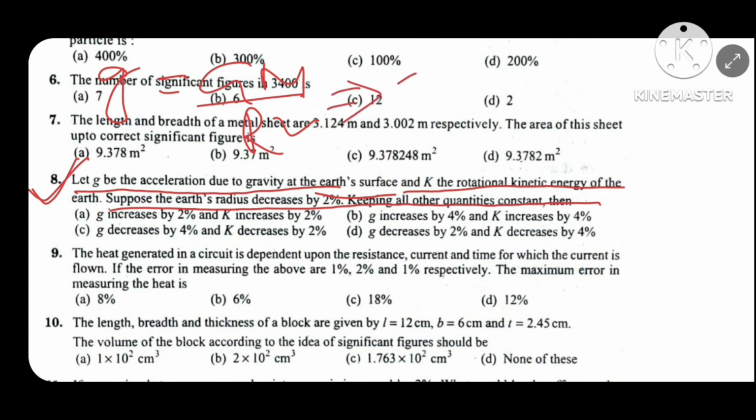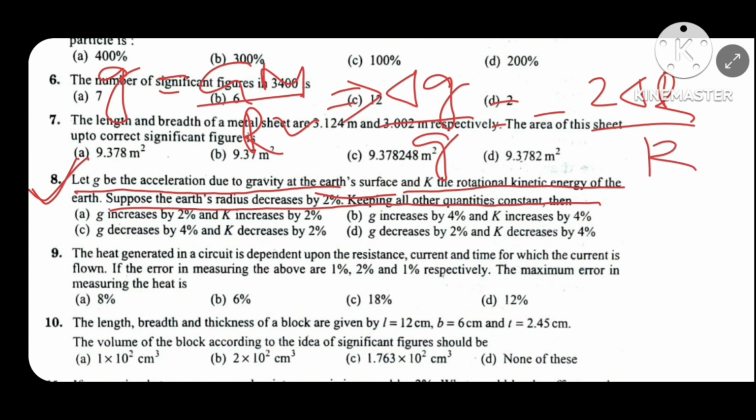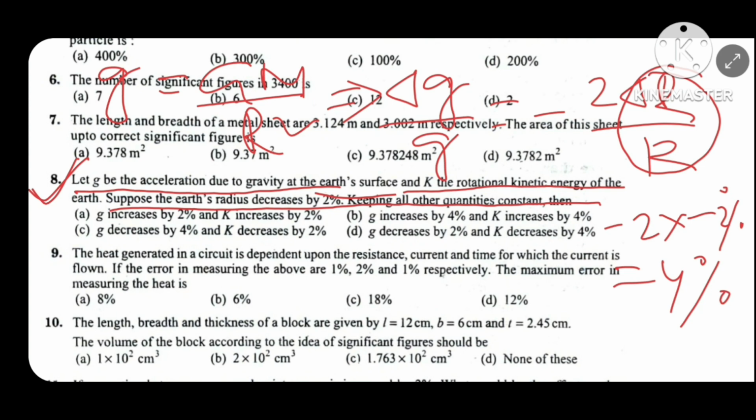Therefore, from here delta G by G equals minus 2 delta R by R. Look at this, here the radius decreased by 2%. So this is minus 2 into minus 2%, which is 4%. Therefore, acceleration due to gravity is increased by 4%. Now the options are, look at this, 4% increment of G is only B. So B is the correct answer.